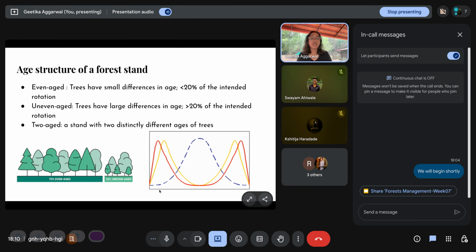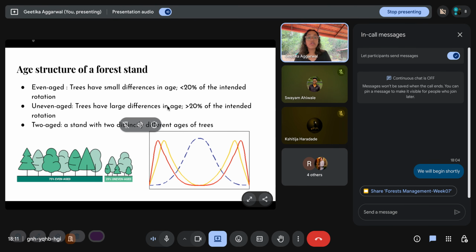In this, you can assume that trees are 25 years of age. Half the trees are 25 years, and half the trees are nearby 75 years of age. So yeah, that's basically two-aged. And uneven aged will have all the age classes. So it'll have a higher variety of age classes in that particular forest stand, right?